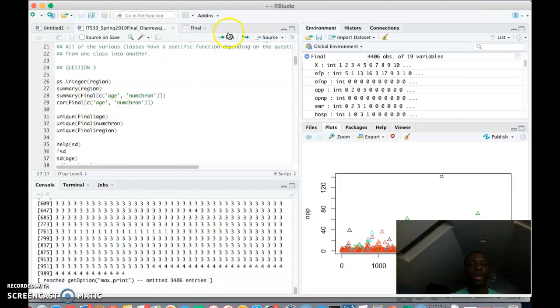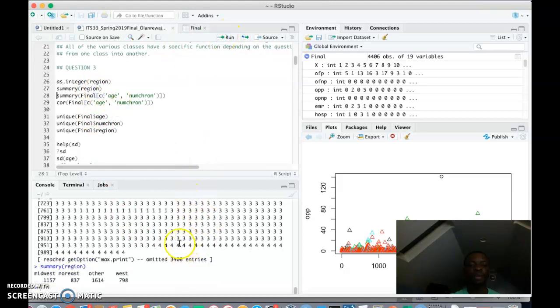the summary of our region here gives the values we have: northeast, others, and west. We have 834 of northeast, 1614 of others, and 798 of west. So in this case, we see that the mode value belongs to the other data type.